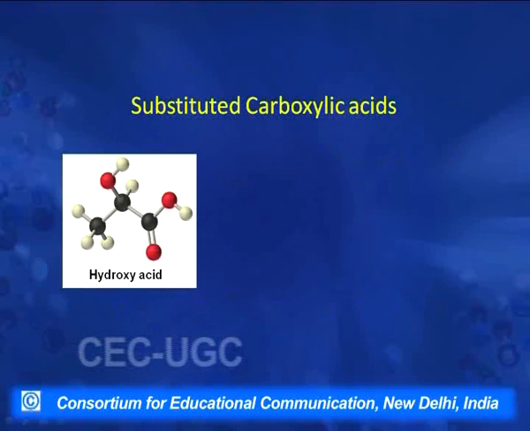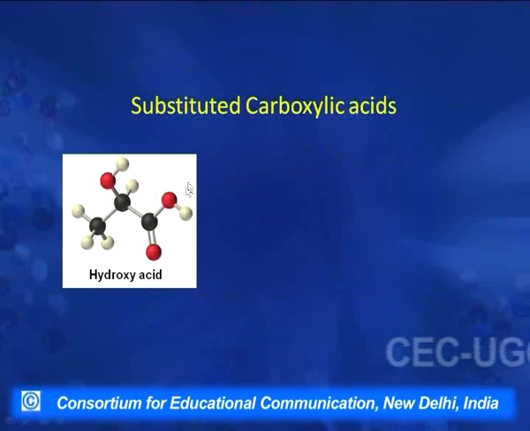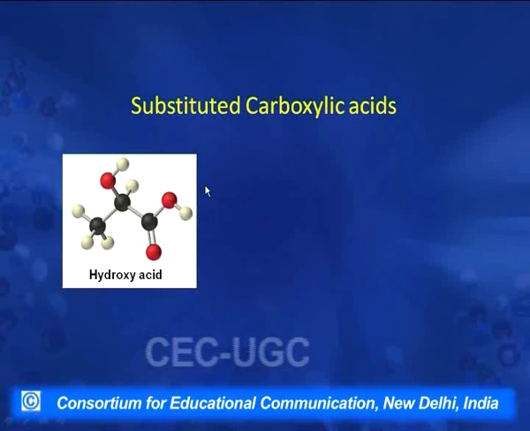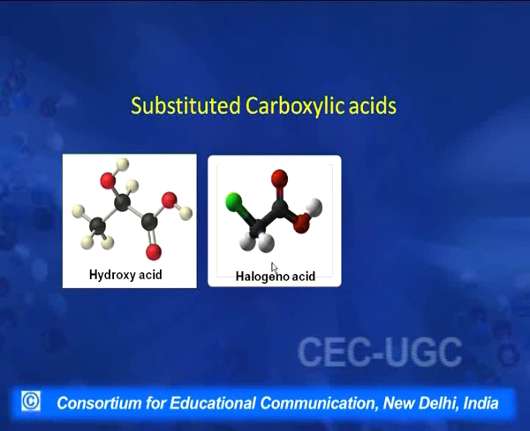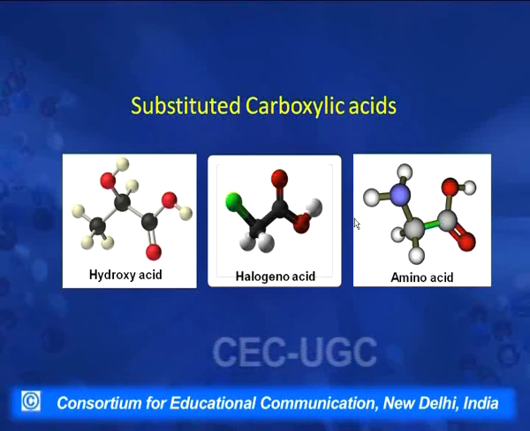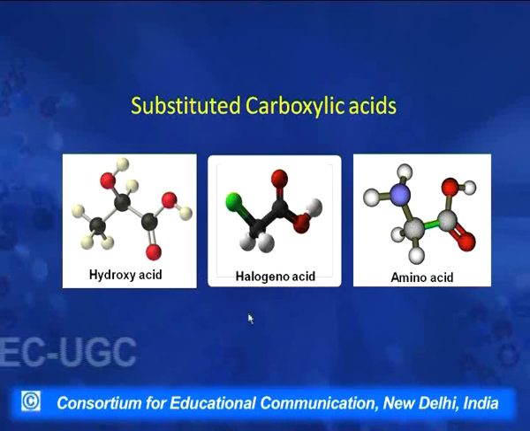Some examples: hydroxy substituted acid, where this OH group is substituted here. This is the carboxyl functional group, and this H has been replaced by this OH group. Then halogen, this green color indicates halogen, some halogen has replaced one of the hydrogens, and then this is the NH2 group that has replaced one hydrogen. So, these are amino substituted, halogen substituted and hydroxy substituted carboxylic acids.